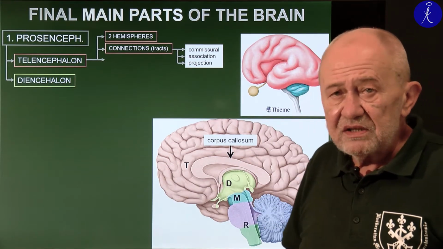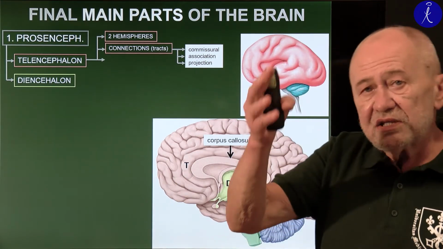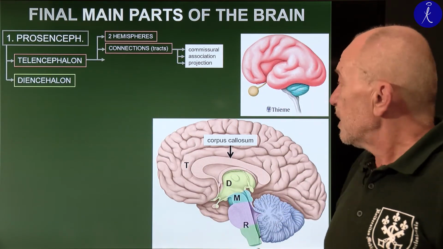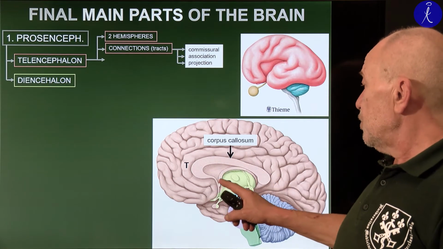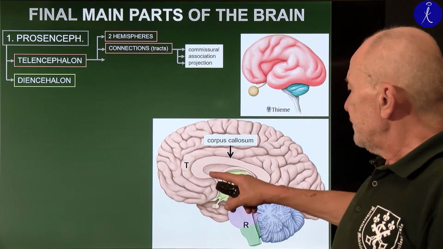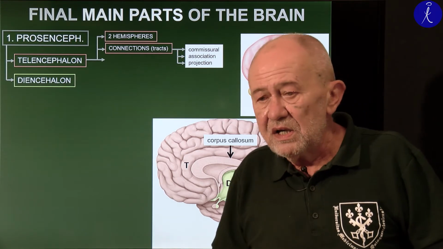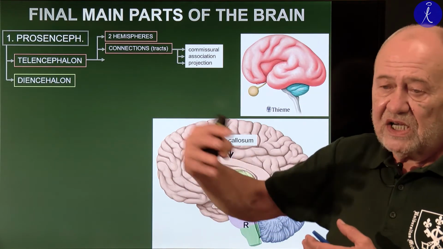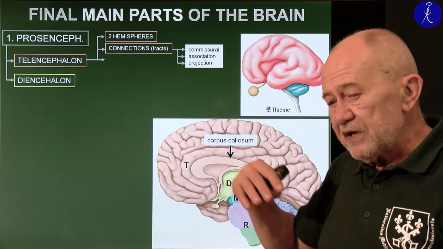There are basically three types of these tracts. Commissural fibers are the ones which connect the two hemispheres, therefore necessarily they go through the midline. The biggest of them is this huge, very uniquely shaped collection of fibers crossing the midline. This is called the corpus callosum. The other type is the association fiber. Association fibers connect points or parts of the hemisphere on the same side, so they do not cross the midline.